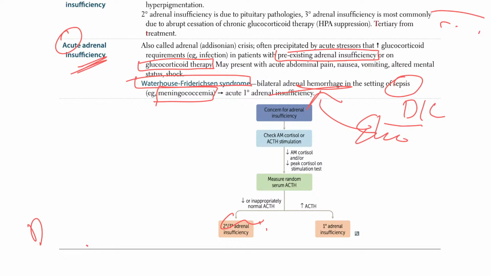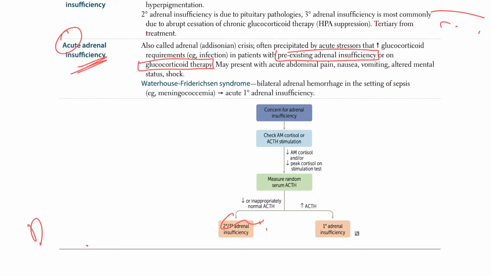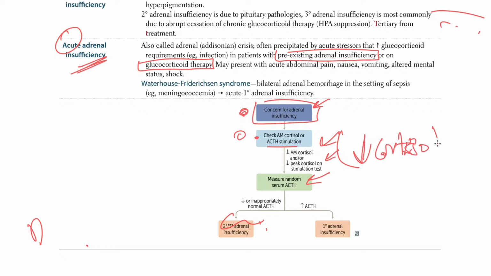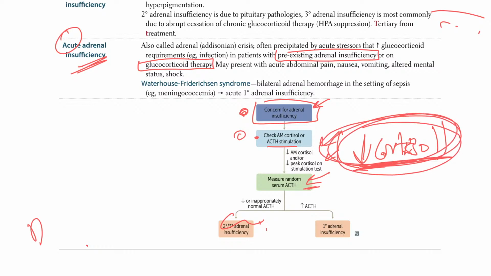Okay, with that, let's look at the last one here, which is concern for adrenal insufficiency. If you are concerned for adrenal insufficiency, you check the AM cortisol or ACTH stimulation. If there is decreased AM cortisol and/or decreased peak cortisol on the stimulation test, then you check the ACTH. So this basically tells us that there is decreased cortisol, right? When you have decreased cortisol, you ask: are the adrenals not making it, or is there a pituitary or hypothalamus problem? So then you check ACTH levels.